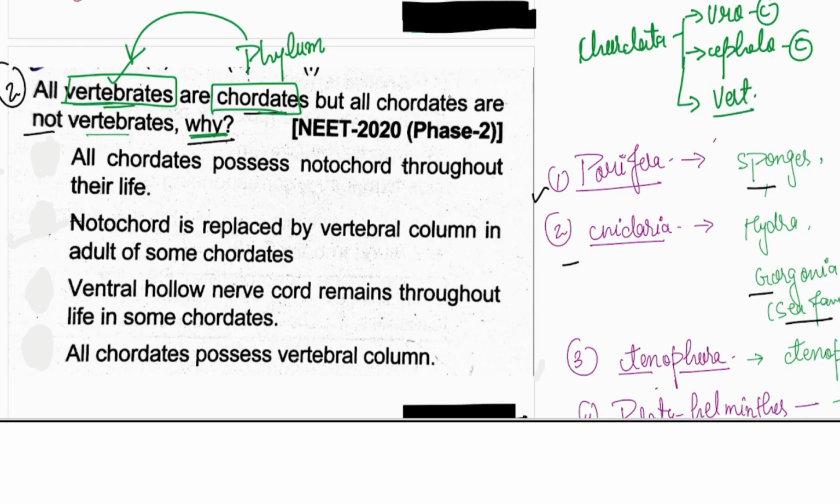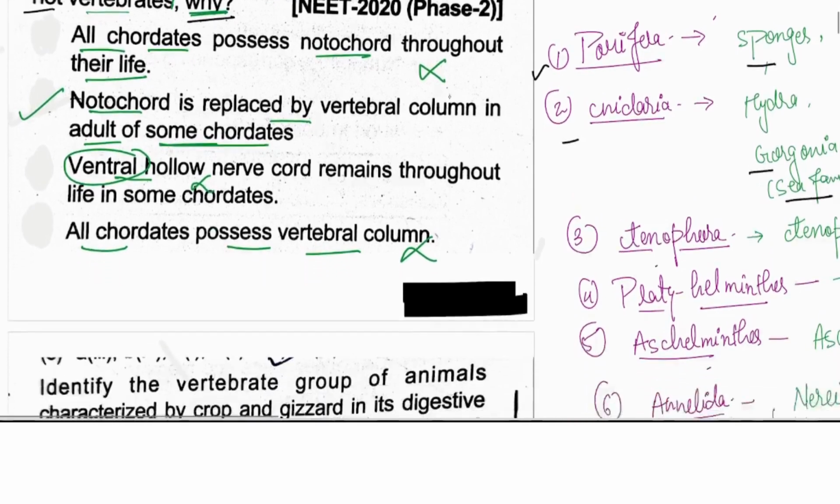But what is the reason behind it, that they are not all vertebrates? The reason is that the notochord is replaced by the vertebral column in the adult of some chordates, not all but some chordates. So that would be the answer here. The first option, which says that all chordates possess the notochord throughout their life, is not exactly right. Ventral is not present, first of all it would be dorsal. And all chordates possess vertebrae, not all, a few do not. So we'll go with the second option.